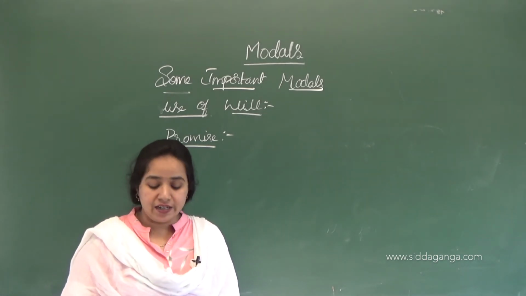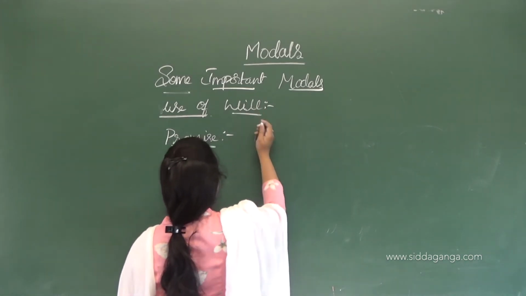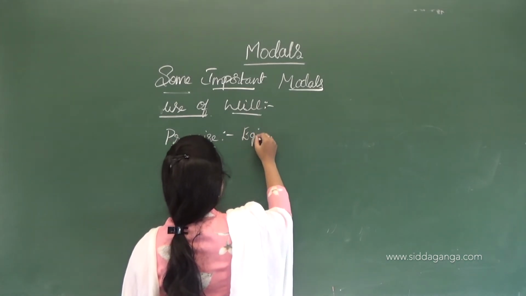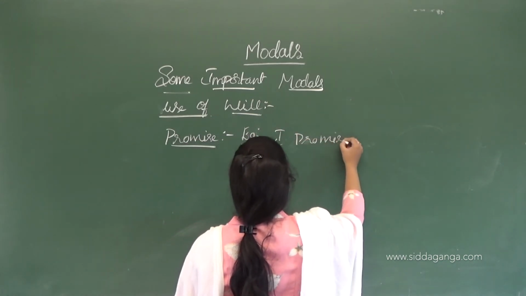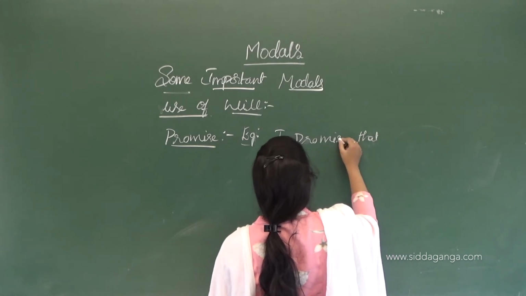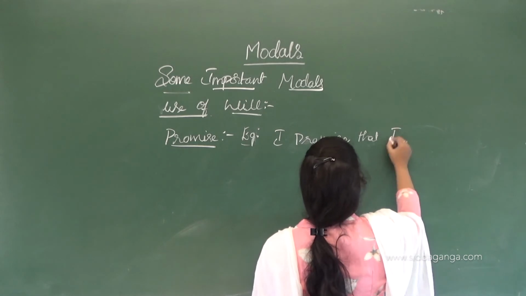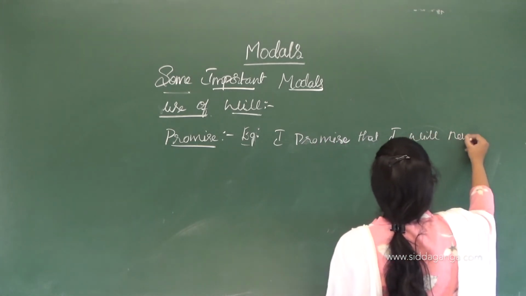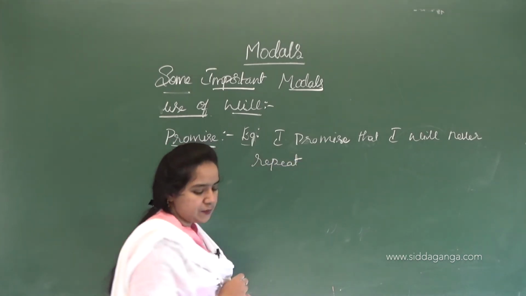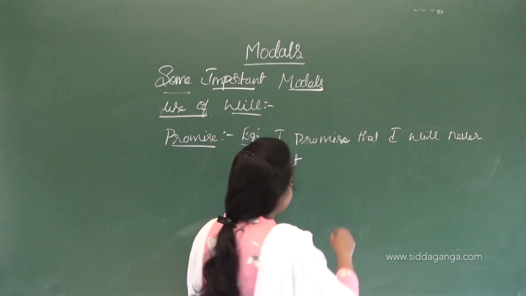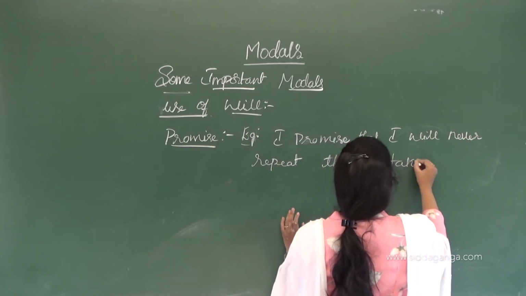I promise that I will never repeat this mistake in the future, okay. This is one example for you. I promise that I will never repeat this mistake in the future.